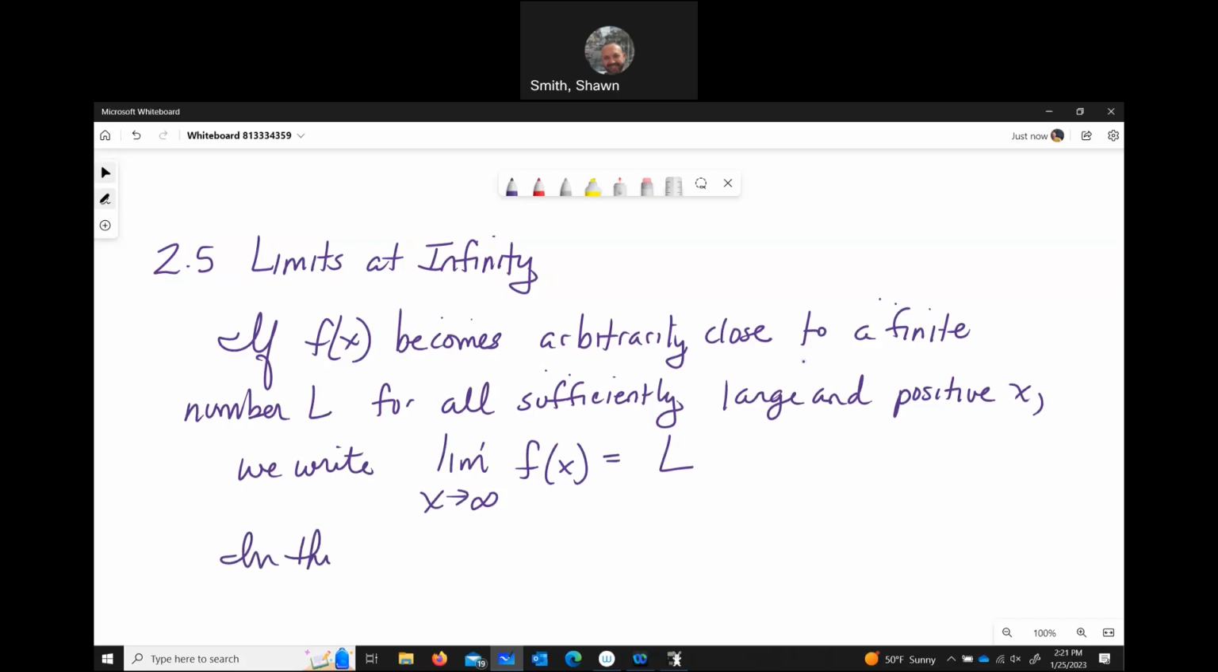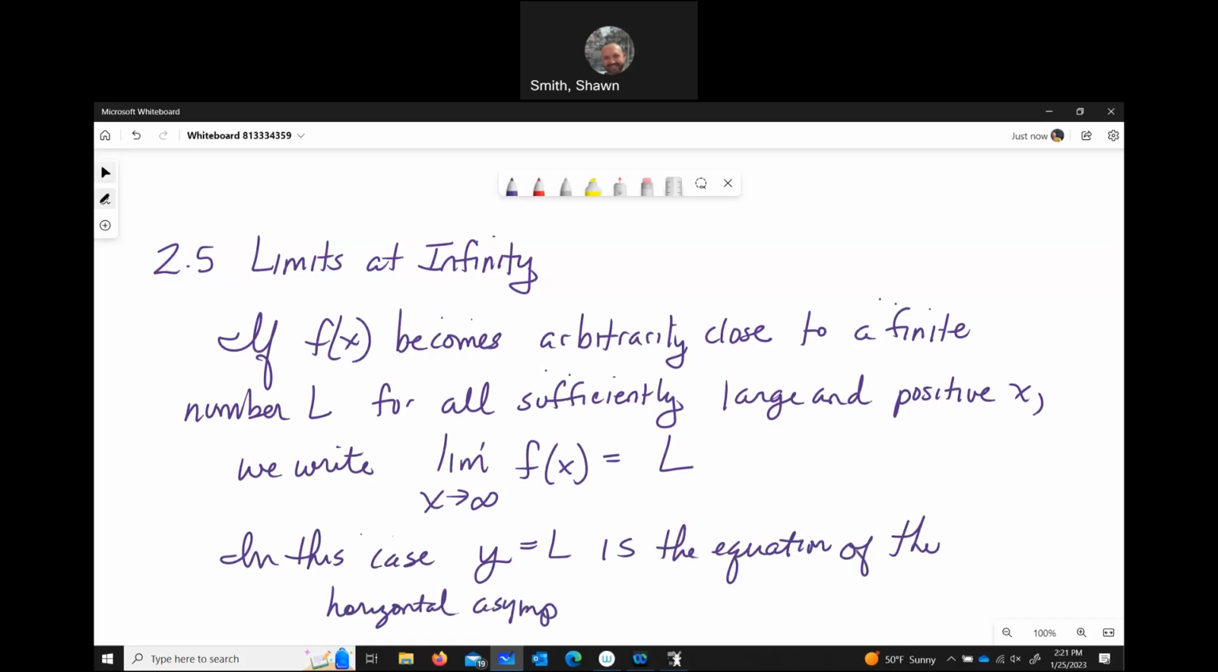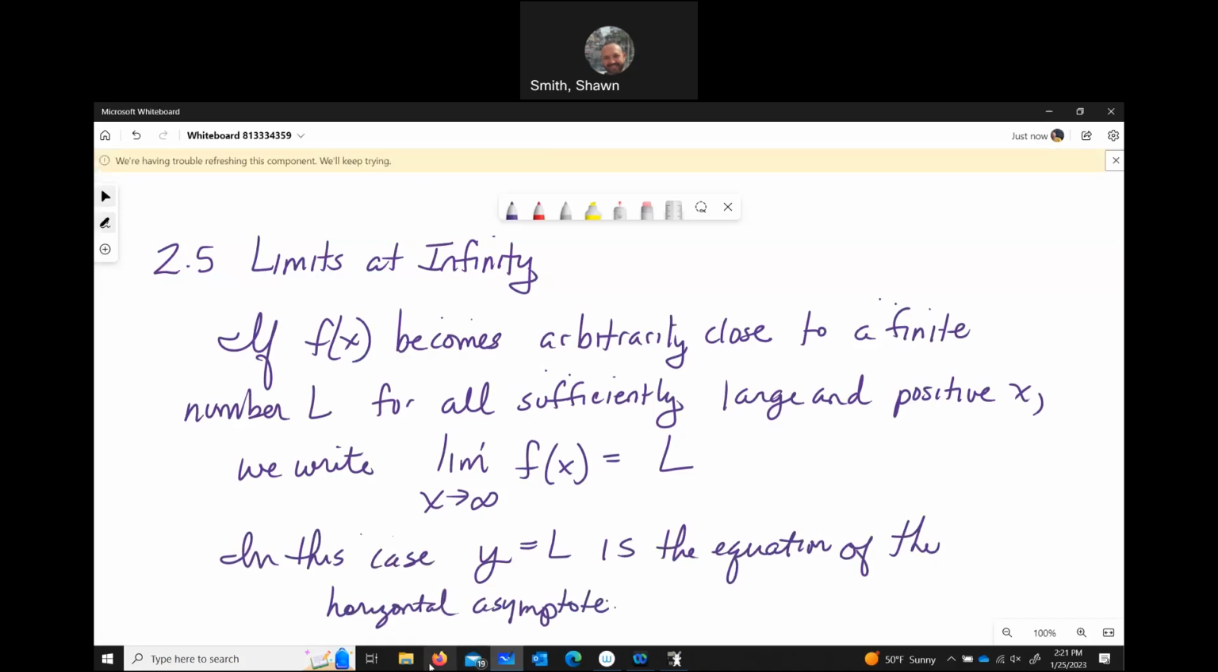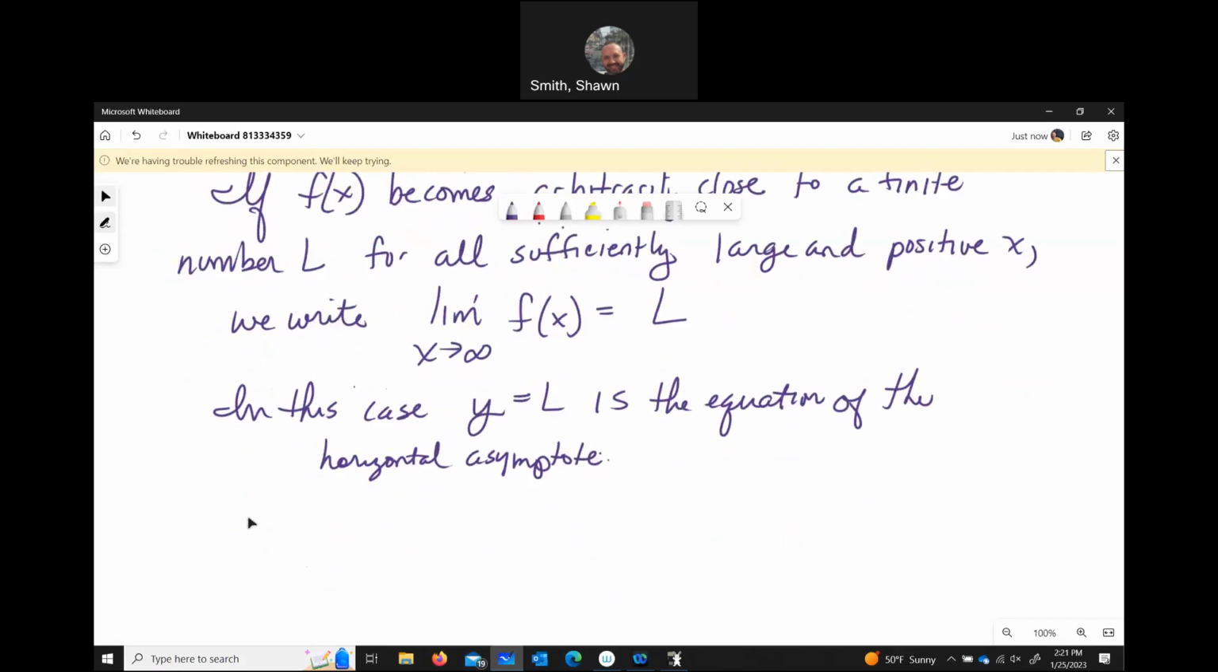In this case, y equals L is the equation of the horizontal asymptote. Also is the case for the limit as x approaches negative infinity of f of x equals L.